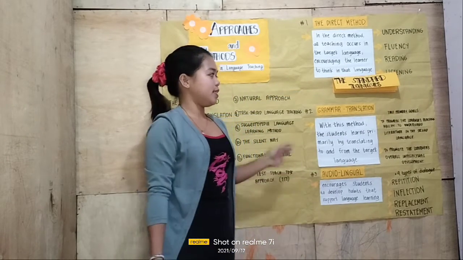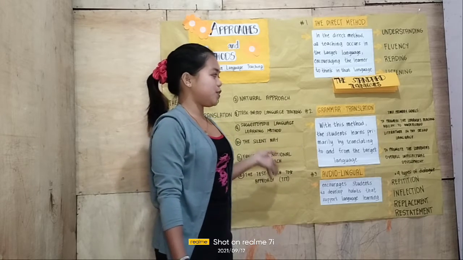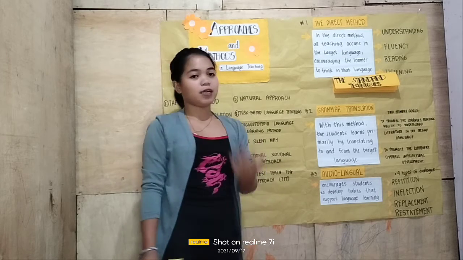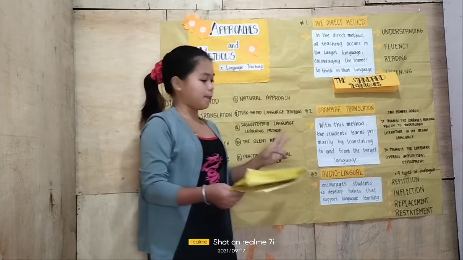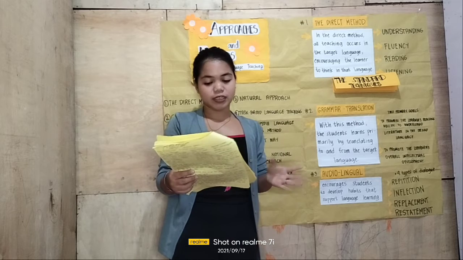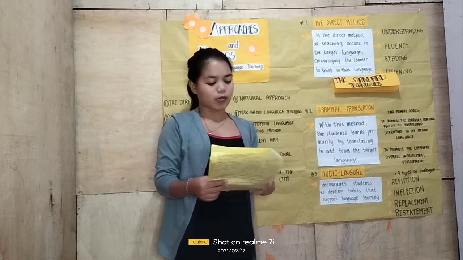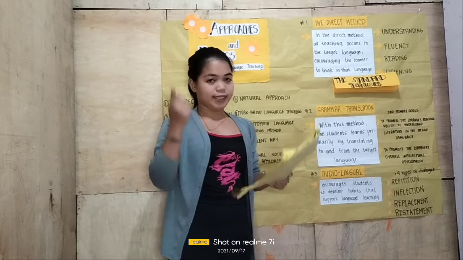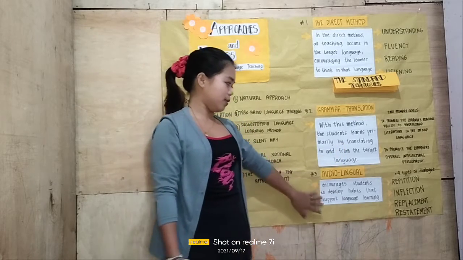The second one is grammar translation. With this method, the students learn primarily by translating to and from the target language. There are 2 primary goals in this approach. It is to progress the learner's reading ability to understand literature in the second language and to promote the learner's overall intellectual development.